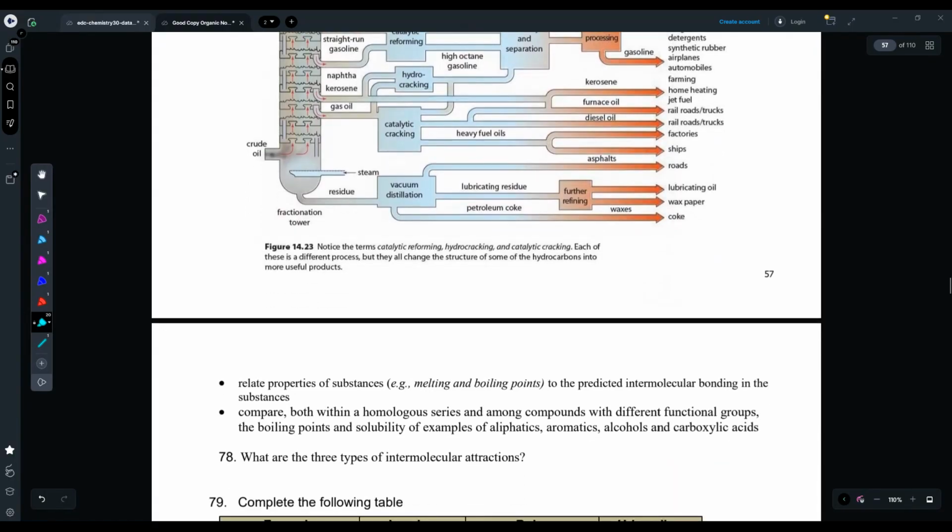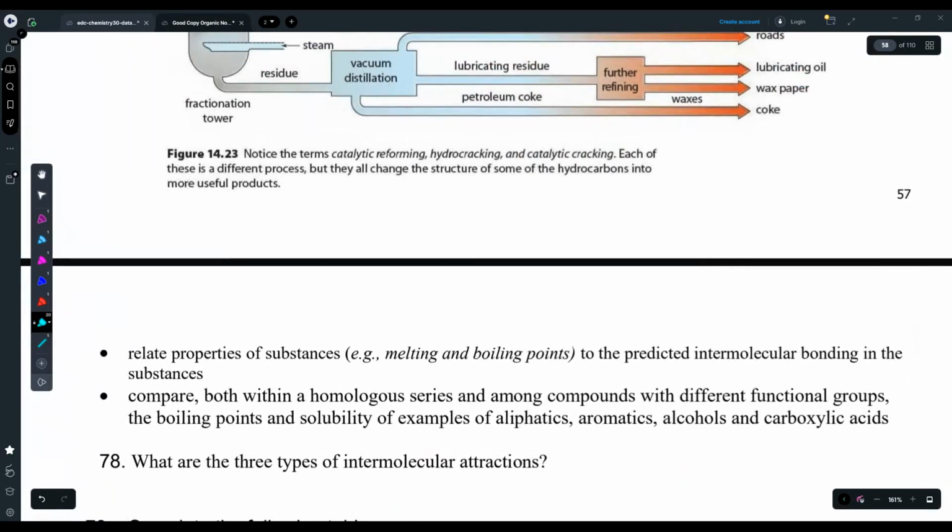Okay, so the main idea here is that you need to be able to relate properties of substances such as melting and boiling points, although we focused on boiling points, to the predicted intermolecular bonding in substances. So essentially, you're just going, the more intermolecular forces a substance has, the higher the boiling point or melting point it's going to have. Okay.